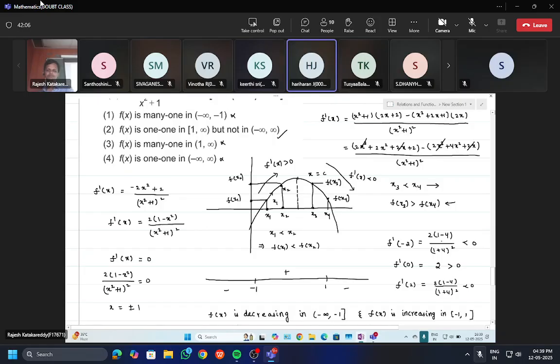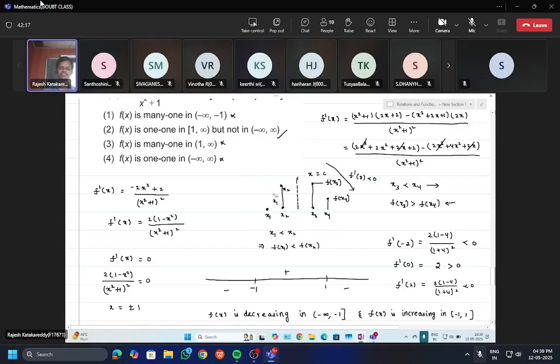Sir, why we take the graph into parabola, sir? No, just I am explaining using a parabola. This is not related to this problem. I am explaining increasing and decreasing function by taking parabola. Okay, sir.